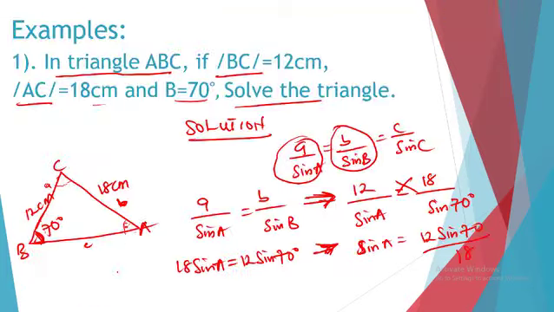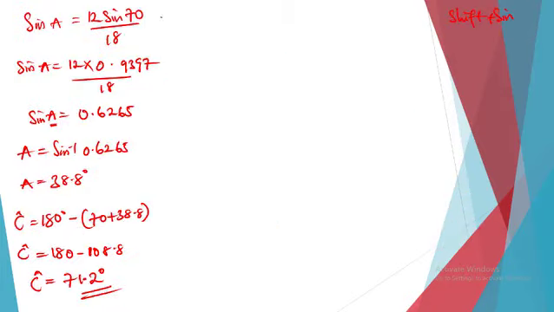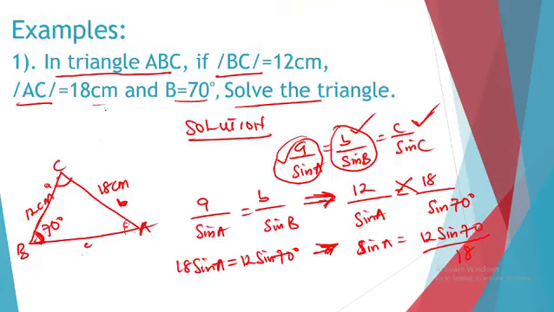So now we've gotten the value of angle at C. What is left is side C, and therefore we use B and C. We have B over sine B equal to C over sine C. So what's the value of our B? Our B is 18 cm.